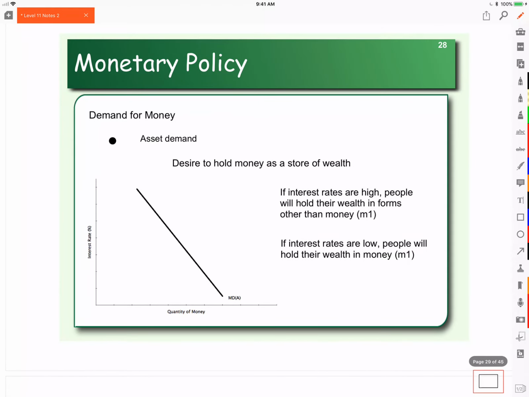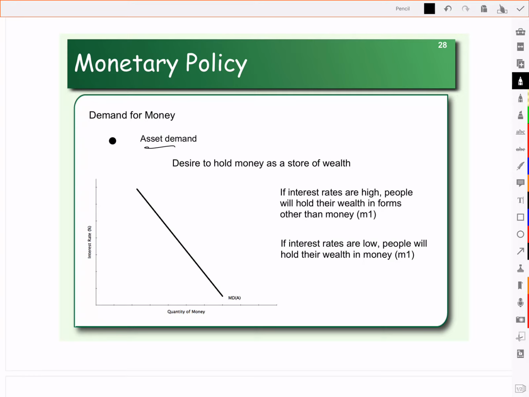The second type of demand for money is what is called the asset demand for money. So asset demand for money relates to money being a store of wealth. So we need a way to accumulate our funds so we can buy more in the future. And this does depend on the interest rate. Okay, so M1, money in cash, and money in demand deposits doesn't accumulate interest, right? It's money in your savings account, time deposits, that accumulate or earn interest.